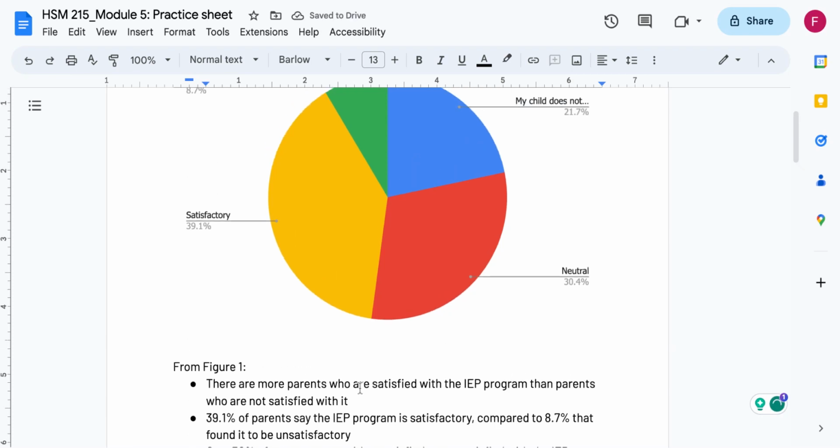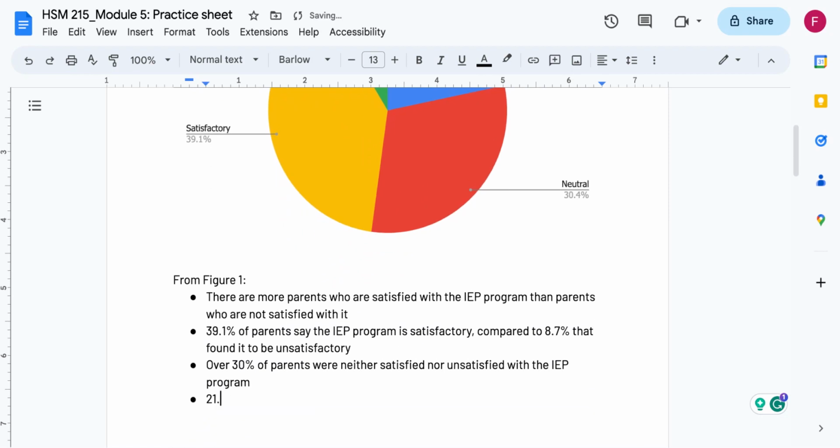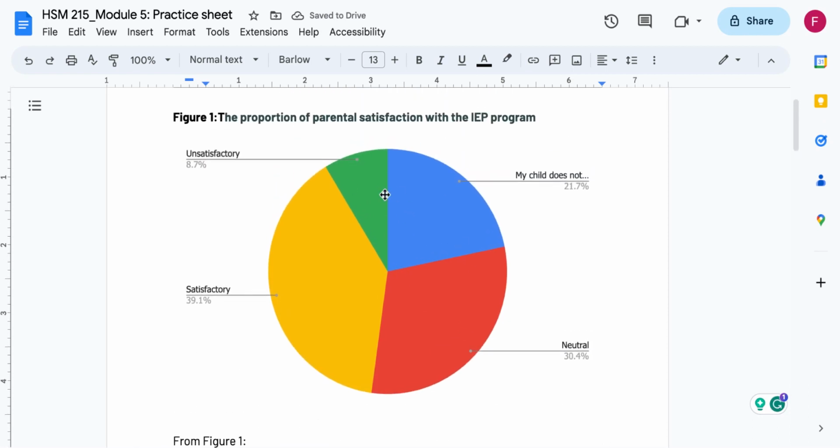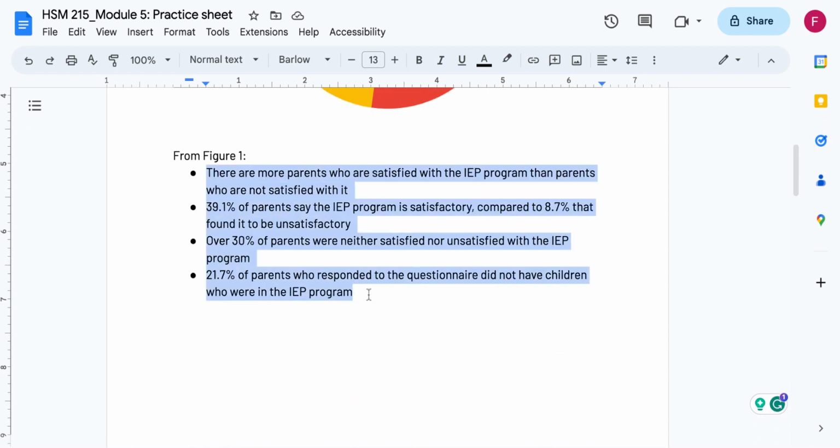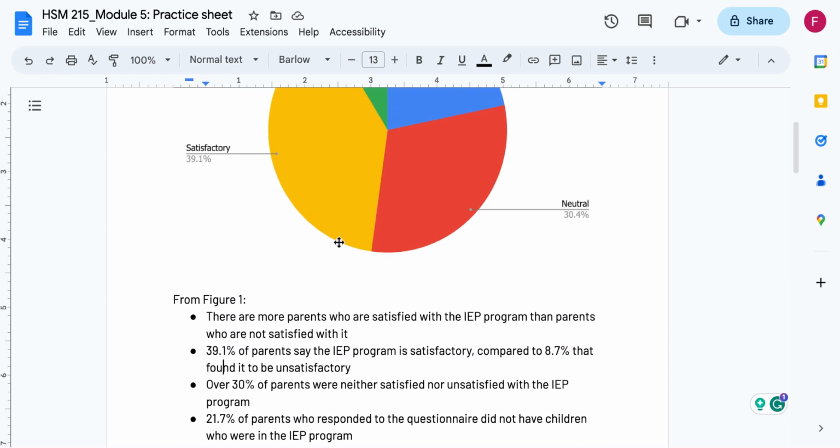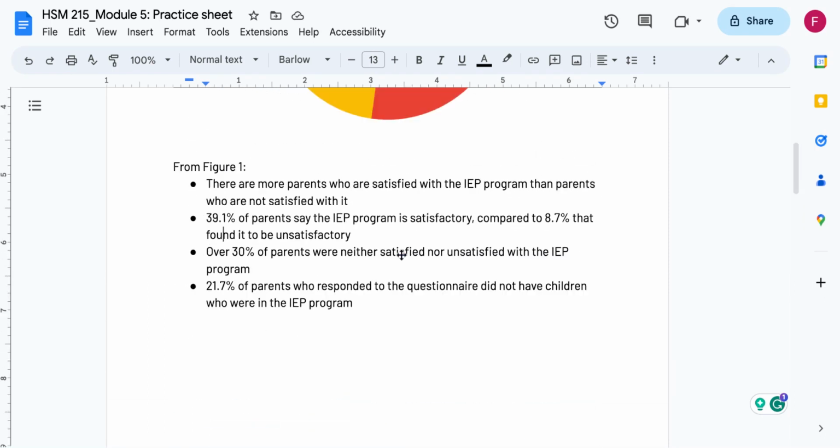And then finally, we can say 21.7% of parents who responded to the questionnaire did not have children who were in the IEP program. So that also gives us a lot of information about these subsets of people. So these are the results that we have interpreted from this pie chart.